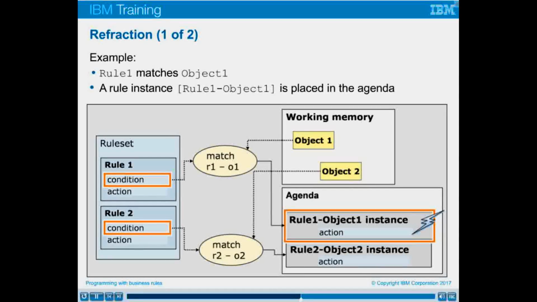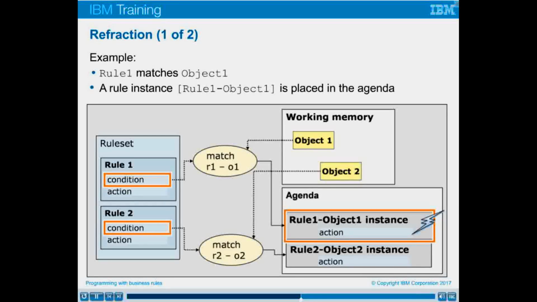For example, if rule 1 matches an object called object 1, the rule instance rule 1 object 1 is placed in the agenda. With refraction, after the rule 1 object 1 rule instance fires, this rule instance is removed from the agenda. If rule 1 did not modify object 1, then the rule engine will not reinsert rule 1 in the agenda, even though rule 1 and object 1 still match.